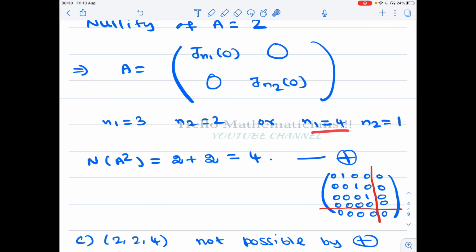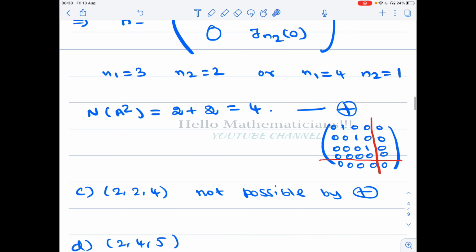Now we come to this case. So it is a 4 block and a 1 block. So it will be like this. This is a 4 block and a 1 block. Now see, this 1 block won't contribute to the nullity because it is a 1 block. So only this block will contribute to nullity. So when you calculate the square, this block will increase the nullity by 1. That's it. Therefore, in the earlier case the nullity of A square is 4, and in this case we get the nullity of A square will be 3.